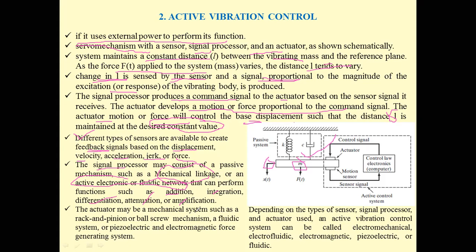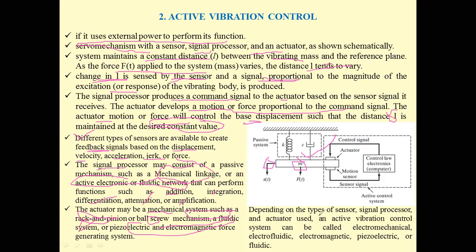Now the actuator may be of a mechanical type such as a rack and pinion or ball screw mechanism. Then there are some fluidic systems. There are also some piezoelectric and electromagnetic force generating systems. So depending upon that, there is an active vibration control system or actuator.